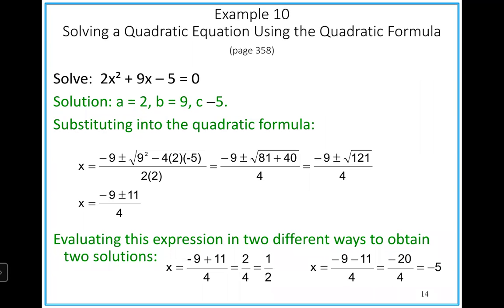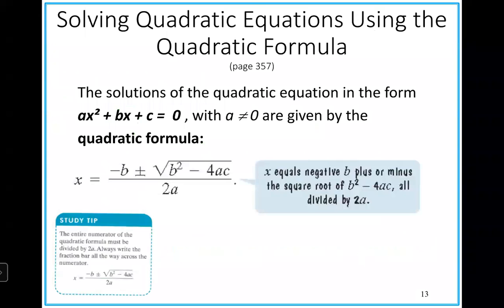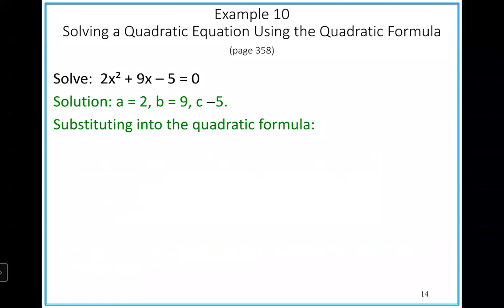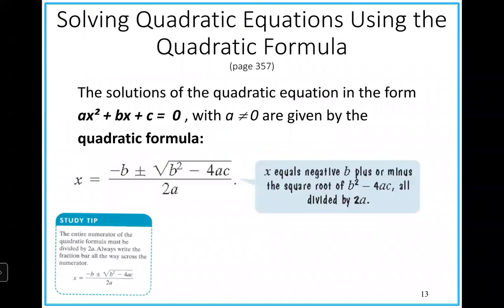Okay, so we're going to go back over that. This is the formula to solve a quadratic equation using the quadratic formula. X equals -b plus or minus the square root of b squared minus 4ac all over 2a. So this is a formula for you to memorize.